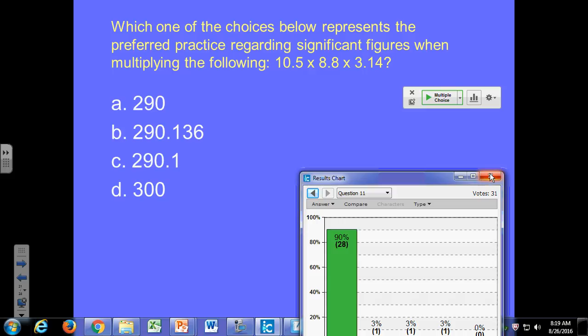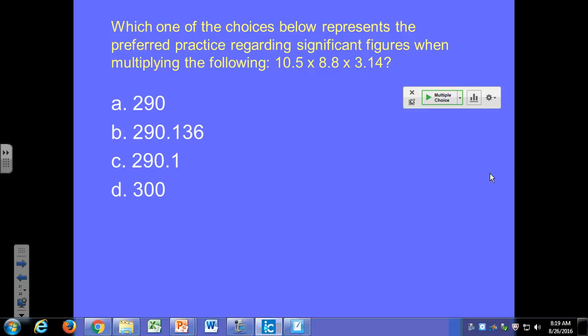Okay, awesome. A is right. Remember, when you're multiplying, you keep the lowest number of sig figs. When you're adding or subtracting, you keep the lowest number of decimal places. So here, 8.8 has 2 sig figs, and so you keep 2 sig figs in the answer, so that's A.